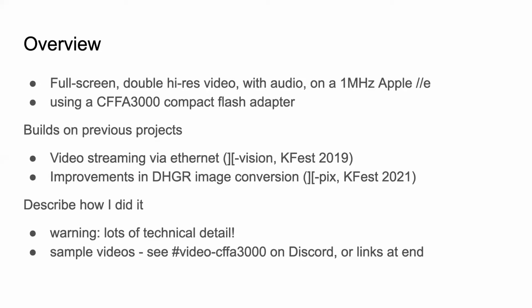This builds on previous work that I'd done. Two years ago at KFest, I gave a talk about streaming video via Ethernet, a project called 2Vision. And this year I gave a talk about improvements in converting images to display in double high res. So I'm going to talk about how I built this video player, and it's going to be fairly technical. If at any point you're bored, then feel free to check out some of the sample videos I've posted on the Discord.